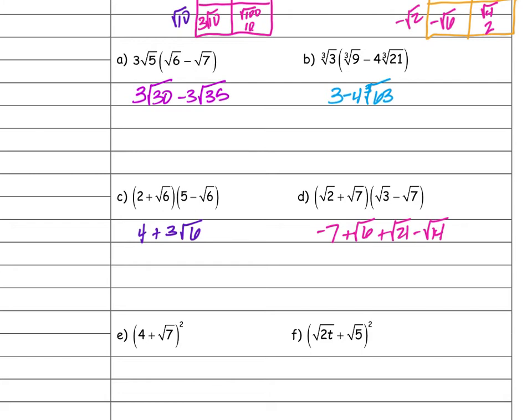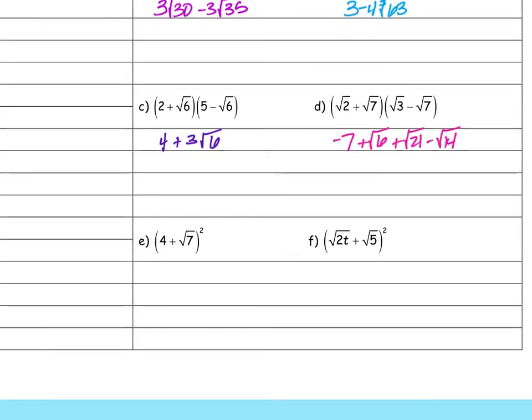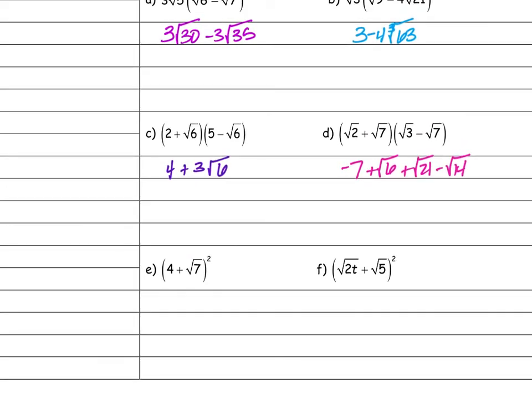So it could have been, the negative 7 has to be first, right? The whole number needs to be first. So it could have been plus root 21 plus root 6 minus root 14, or minus root 14 plus root 6 plus, right? It doesn't matter what order add and subtract are in. As long as those 4 pieces are in your answer, you're great. Okay. E is, where's E? 23 plus 8 root 7. And then F is 2t plus 5 plus 2 root 10t.